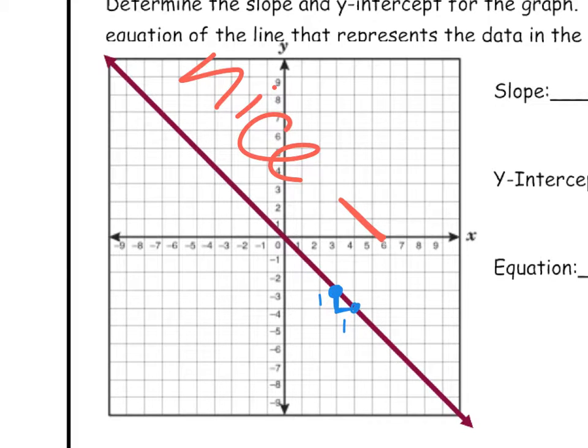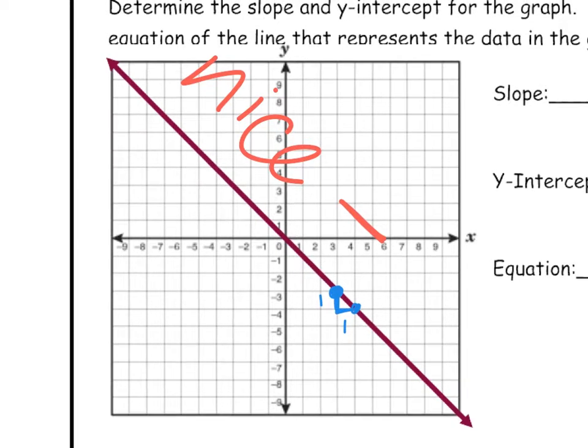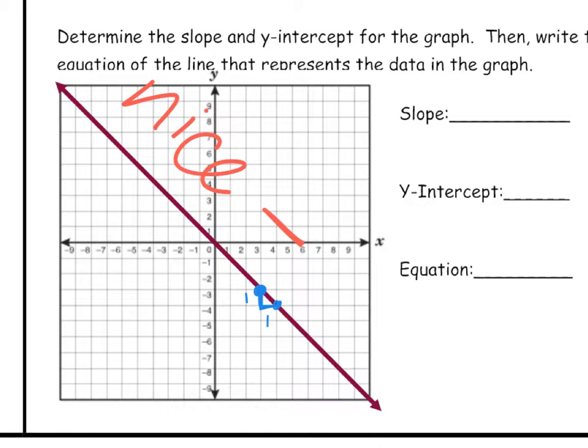And so, Tyler, what's my slope going to be? 1. Positive or negative? Negative. -1/1. Some of you guys get thrown off with these negative signs. You can either put it out in front or you can put it at the top. So -1/1. There's a 1 on the bottom. So what should I say this actually is? -1. Just -1. Because -1 divided by 1 is -1.